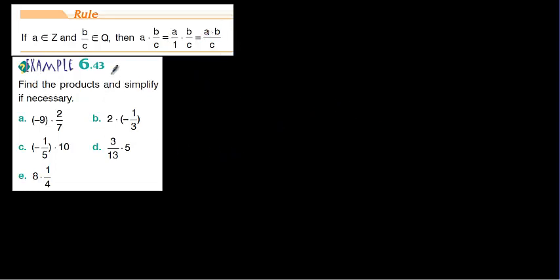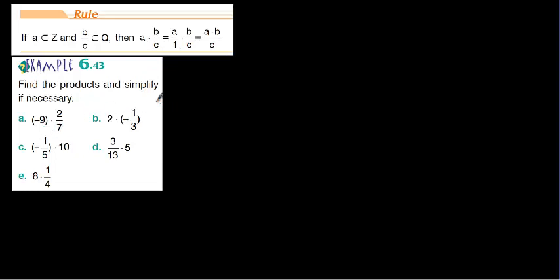Here also it's mentioned that every integer can be written as a rational number when the denominator is 1. So we apply that here. a over 1 times b over c. The numerator is a times b, and the denominator is 1 times c, which is equal to c.